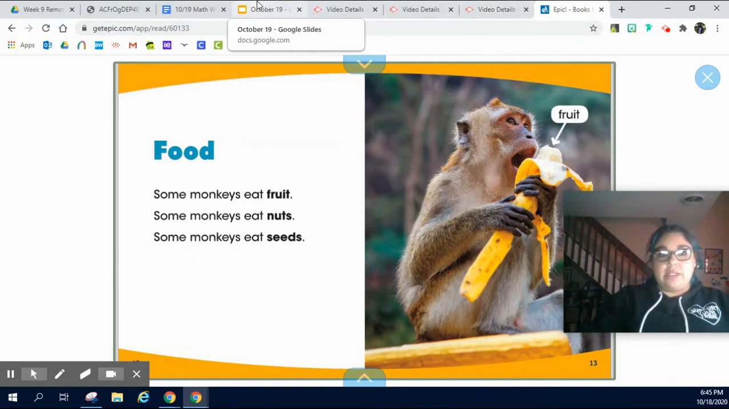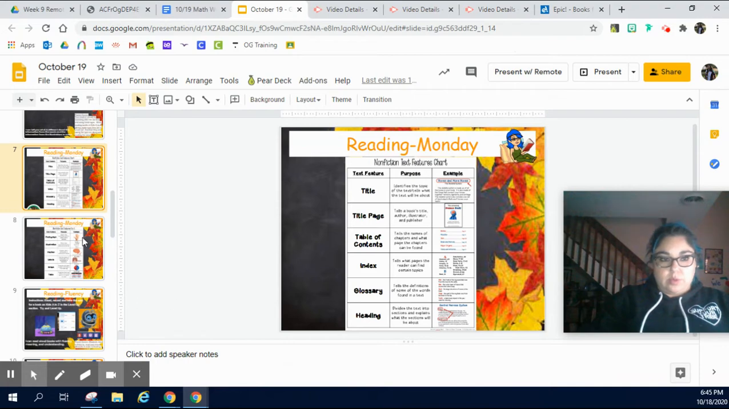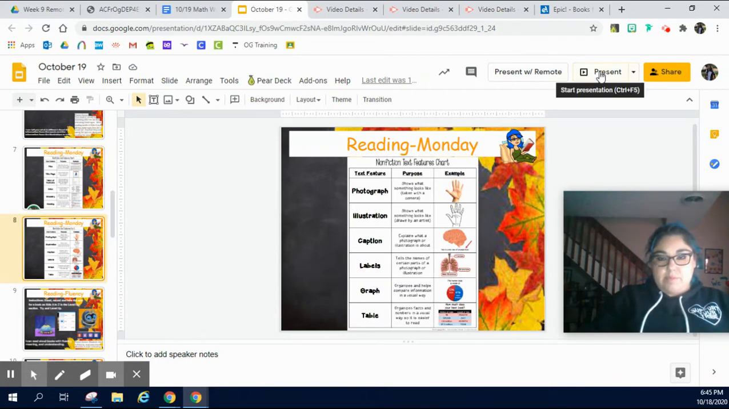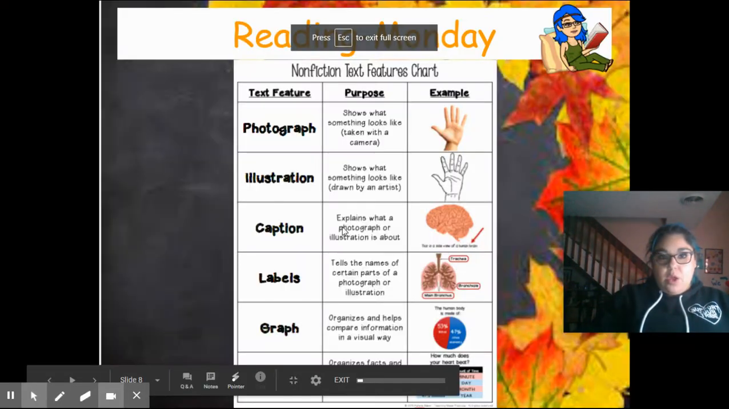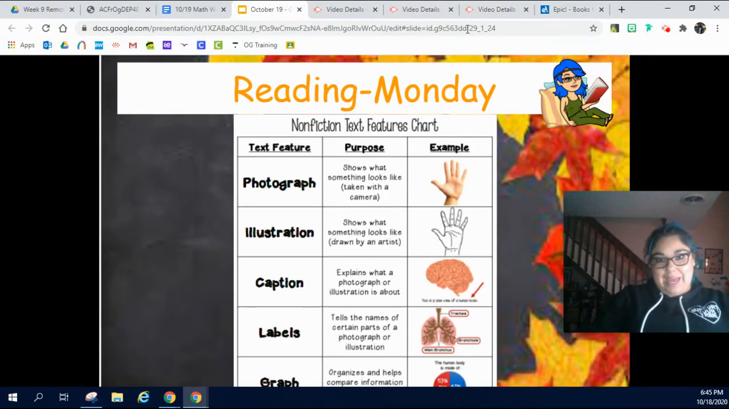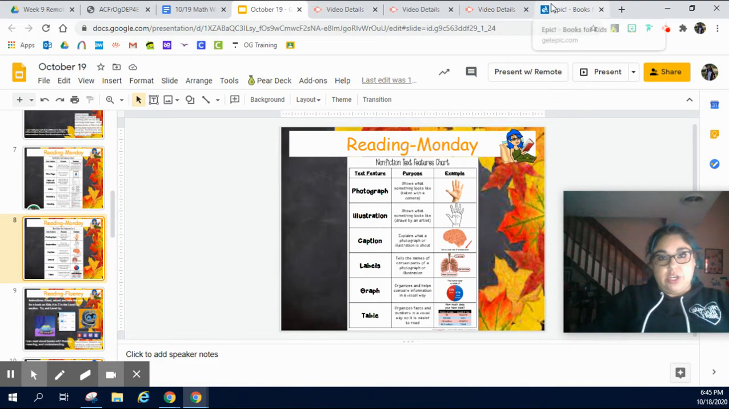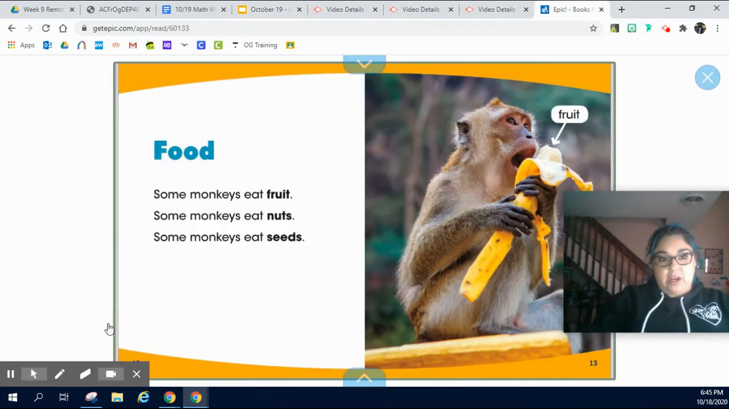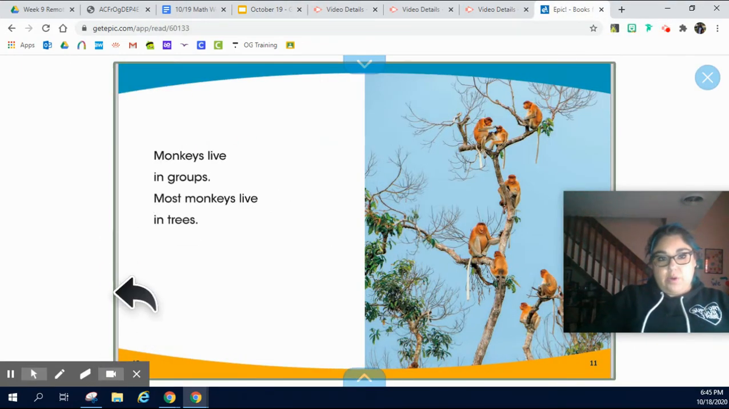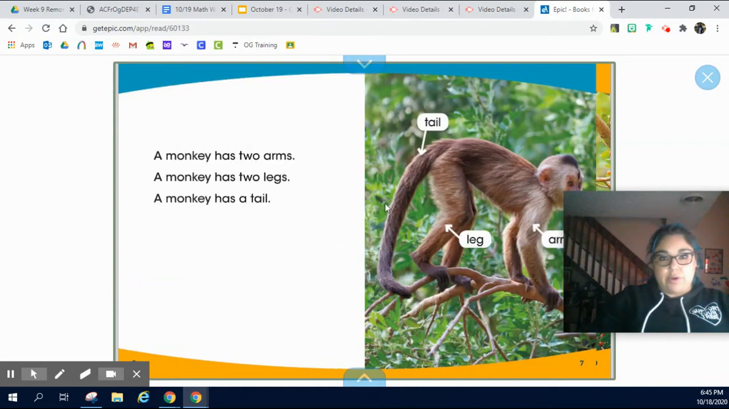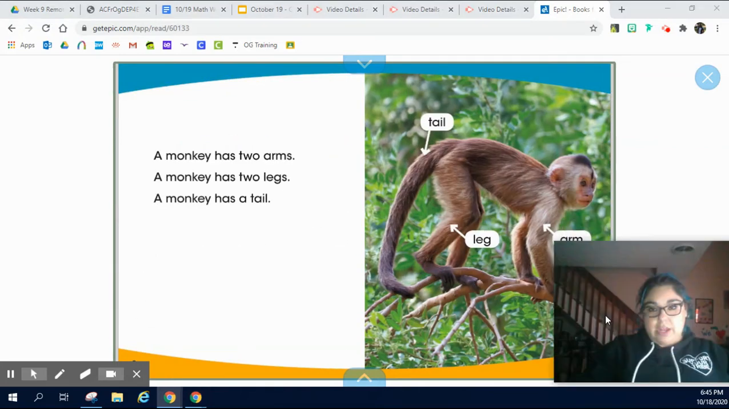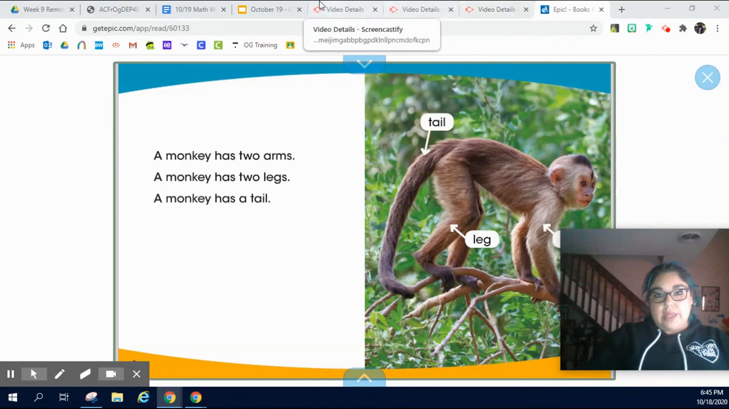Then we are going to go to some more information. We have photographs. Photographs are pictures that have been taken with a camera. They're real pictures. So if you see in our book right here, these are all photographs. They're not drawings, they're photographs that someone took with their camera, all right?